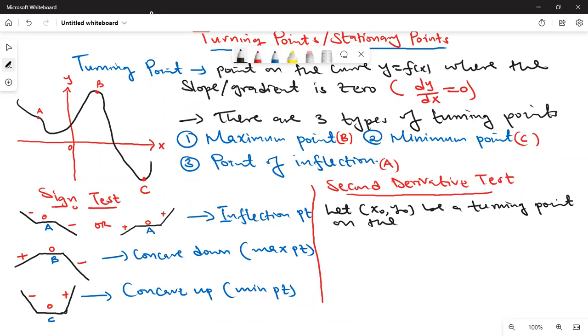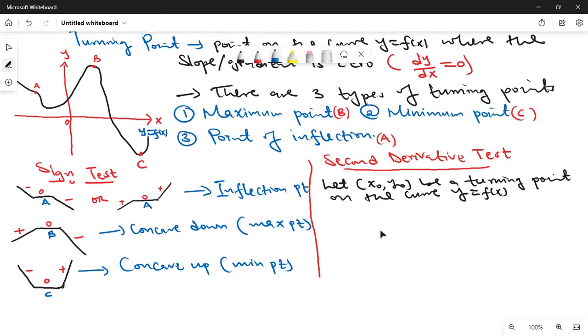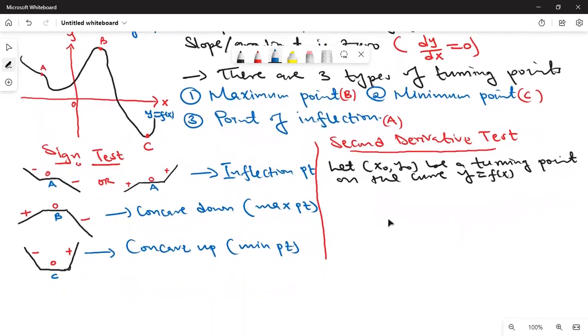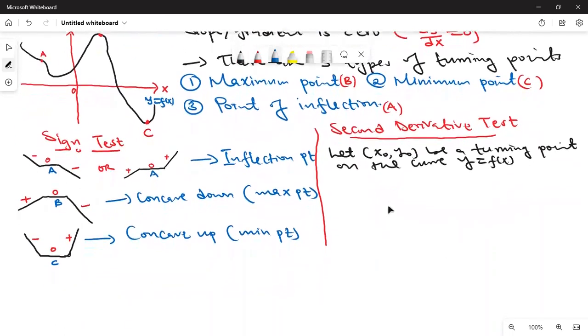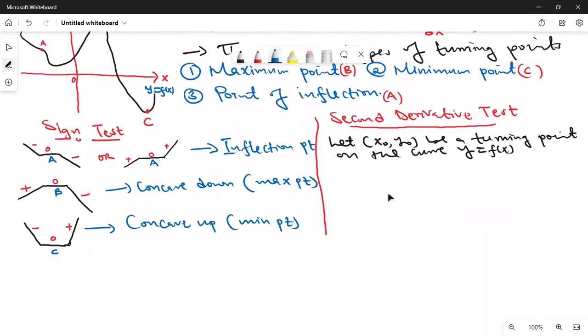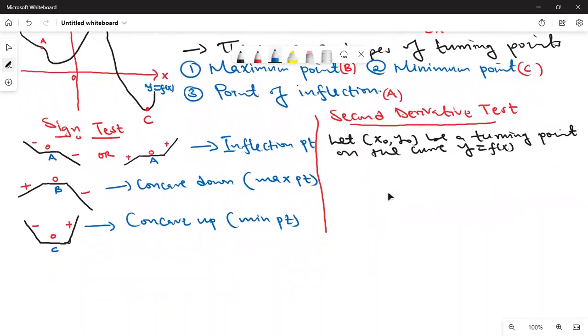On the curve y is equal to f of x. See the curve that we drew, I have written here that y is equal to f of x. That's our curve. So let this be a turning point, x naught, y naught. How do you know whether that point is a maximum, a minimum, or a point of inflection?